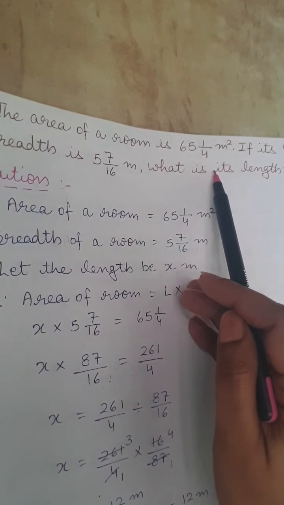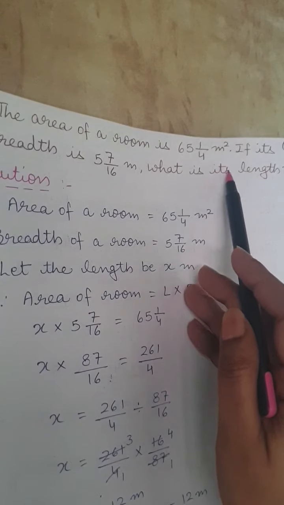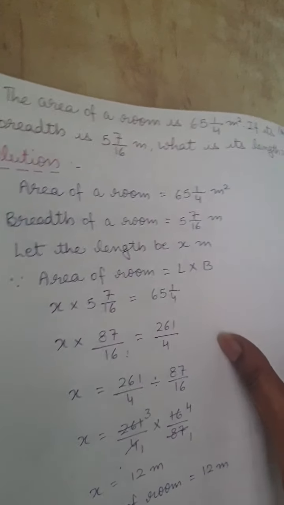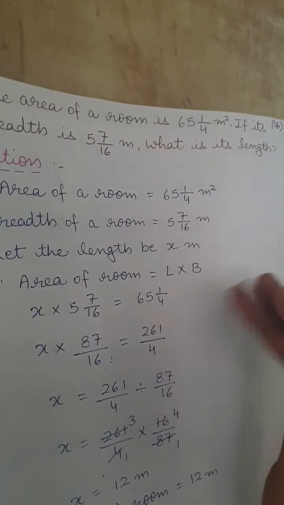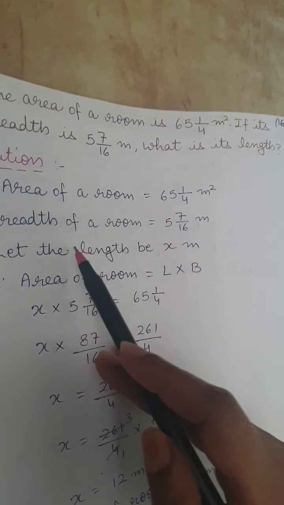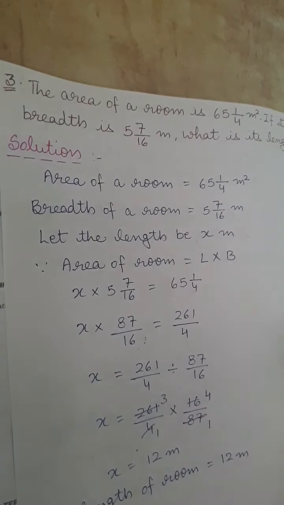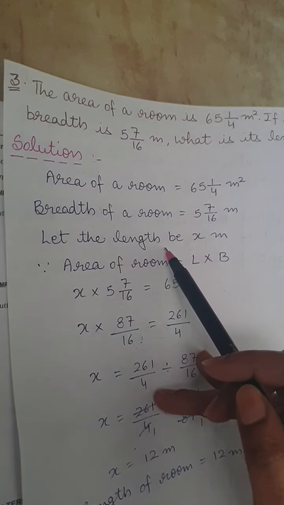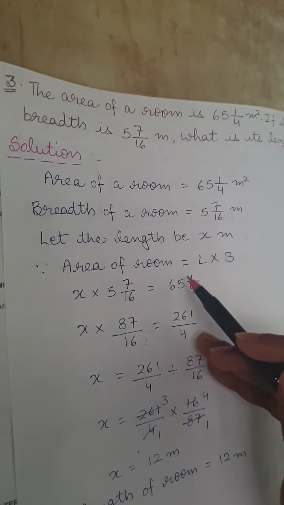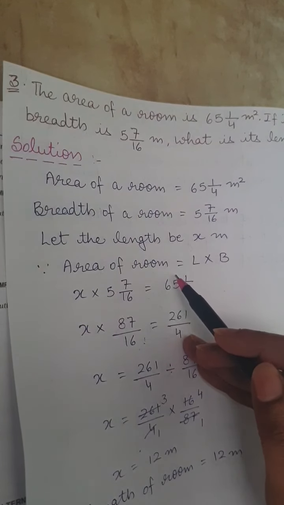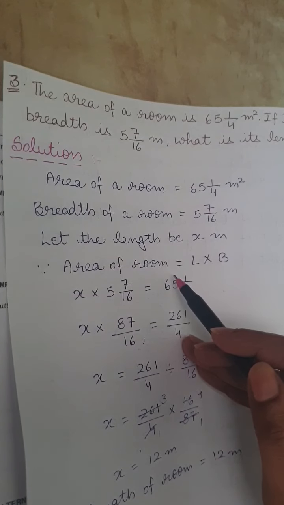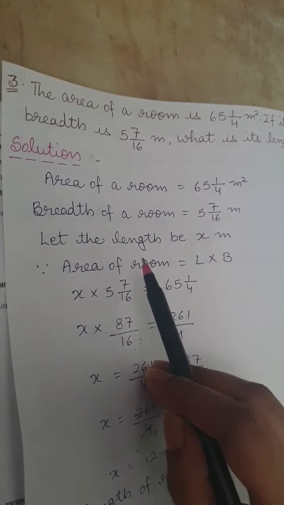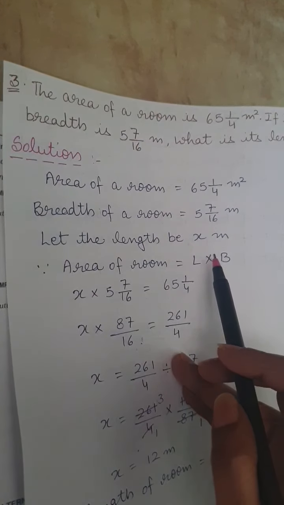The area of a room is 65 into 1 by 4 meter square. If its breadth is 5 into 7 upon 16 meter, what is its length? You have been given the area and the breadth of the room, and you have to find out the length. In this type of question, first assume the unknown quantity. So here we are assuming the length. Let the length be x meter.